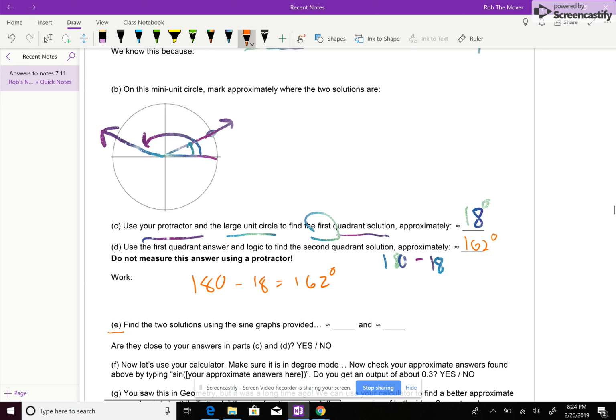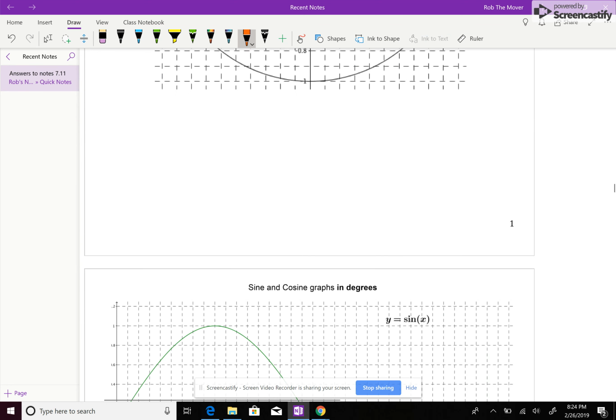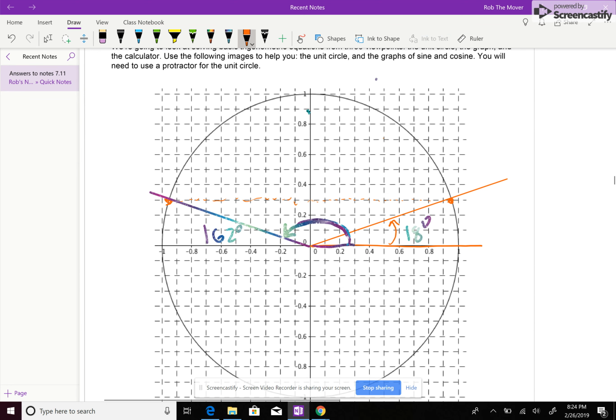Now, for part E, we're going to go to the graph of sine. We're dealing with two different things here, right? We're dealing with the unit circle, which is basically the x and y values as we go around this circle. Any point we choose on the circle, the x and y coordinates will give us the cosine for the x and sine for the y, of any angle around this circle.